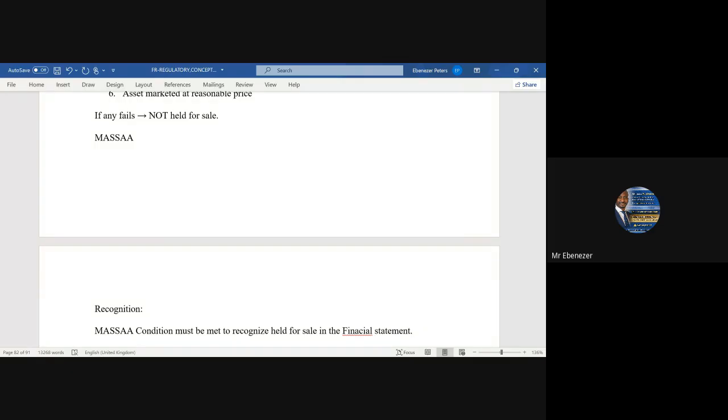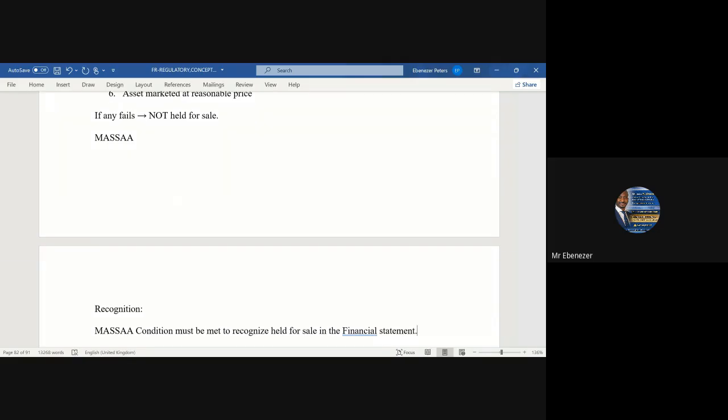And once that condition is met, the first place to classify that asset is under your current assets. In other words, the first classification of any asset held for sale is under your current assets. So the non-current asset will move from non-current asset to current asset once these conditions are fully met.